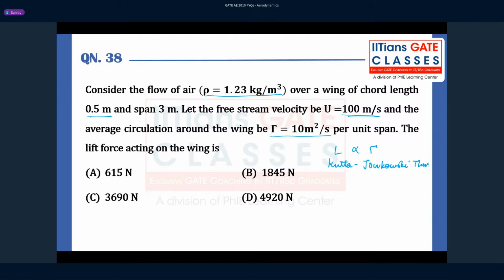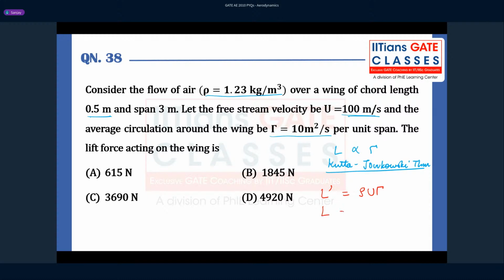Kutta-Joukowski theorem. Okay. So you have to apply Kutta-Joukowski theorem here. So what is Kutta-Joukowski theorem? It says that lift per unit span is equal to rho times the free stream speed times the circulation. Okay, rho, u, gamma, it's the multiplication of all three. So all the values are given to you. You just have to substitute.